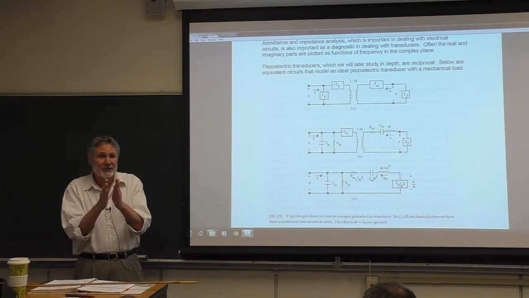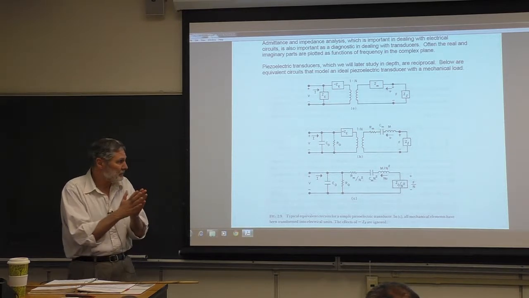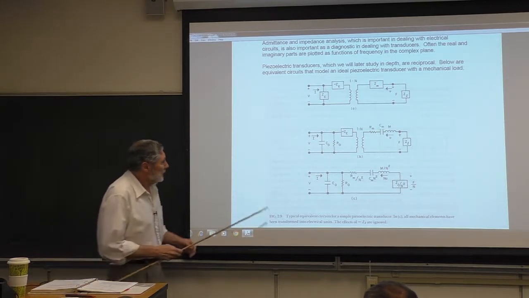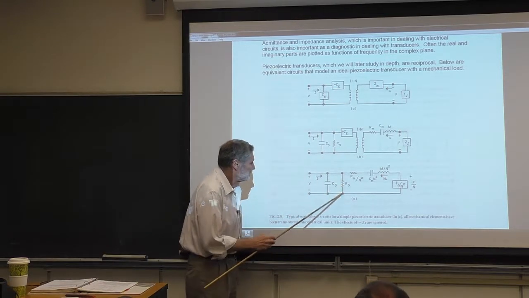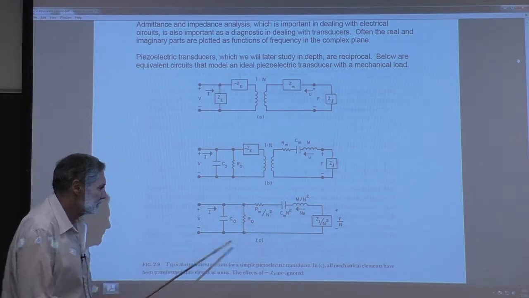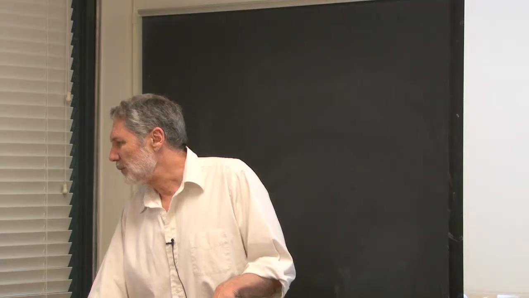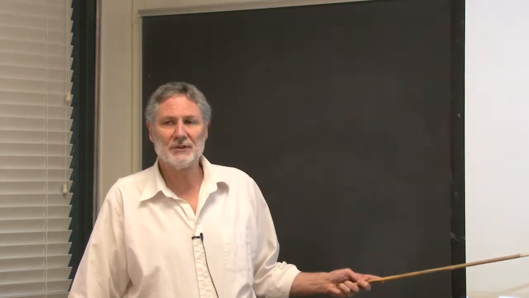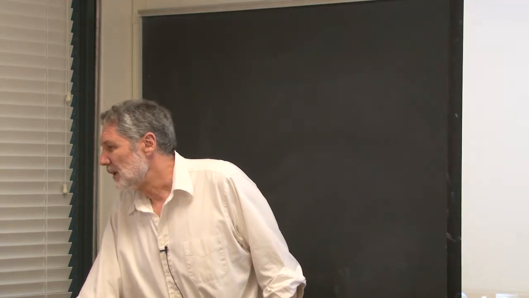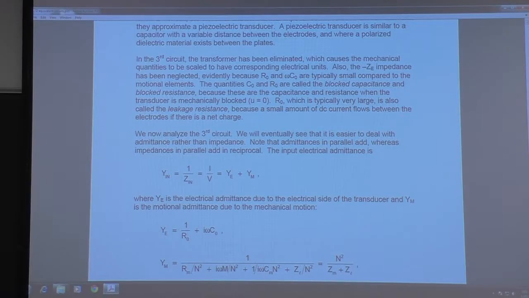So you have two capacitor plates, right? You put the voltage on there, and that's modeled here. This leakage resistance is typically very large. We usually won't deal with that. So we want to explore this circuit, and we're going to look at it from an admittance point of view. There's an advantage to that, as you will see.